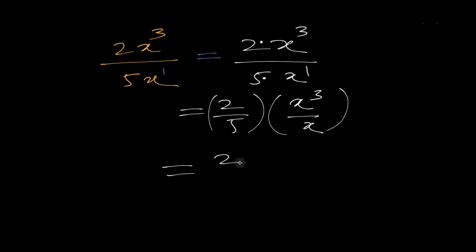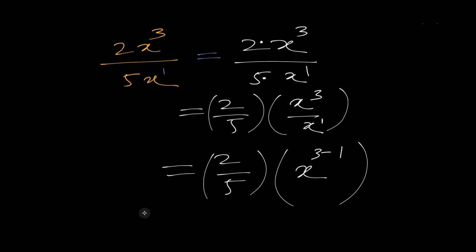Now 2 divided by 5 we are no more going to solve, it stays as it is, and x cube divided by x to the power 1, how can we write? x to the power 3 minus 1. So our result will be 2 divided by 5 x square, because 3 minus 1 is 2. So the power of x will be 2.